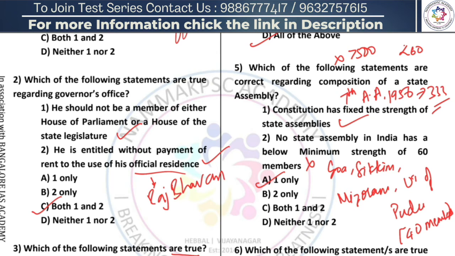And clause 2 of Article 170 states that there should be a division of every state into territorial constituencies, and the ratio between the population of each constituency and the allocation of seats shall be practicable and similar throughout the state. There are, however, a few exceptions. The few exceptions include Goa, Sikkim, Mizoram and Union Territory of Puducherry, which have only 40 members.